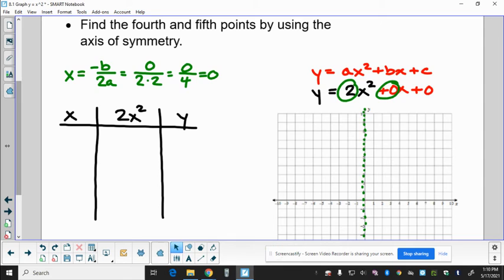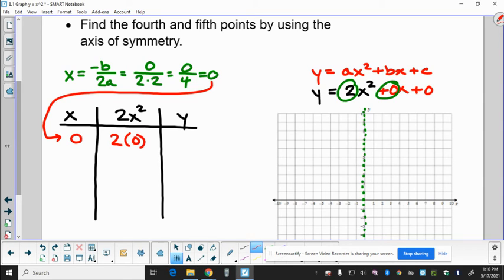All right, everybody. So the first number we're going to use is 0, because this is going to give us the vertex. So this will be 2 times 0 squared. Well, that's just going to be 0. So that's the ordered point (0, 0), and that's the vertex. Let's go ahead and graph it. There it is.